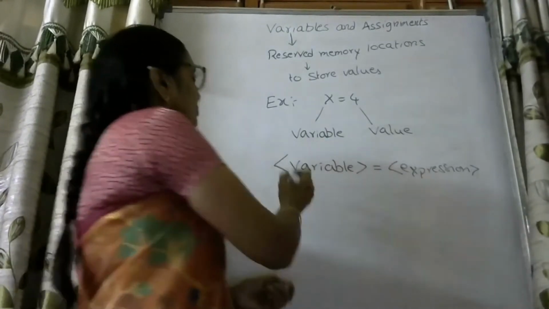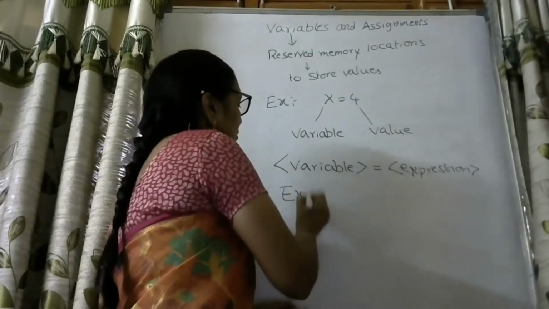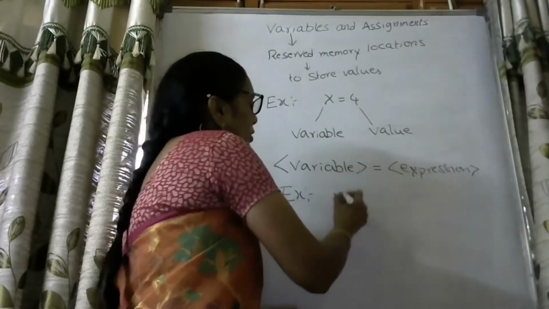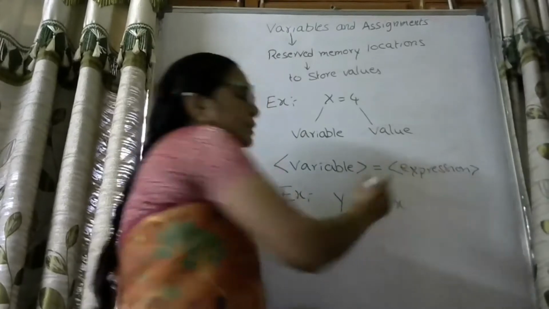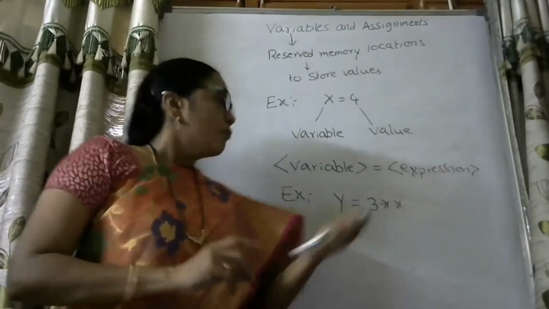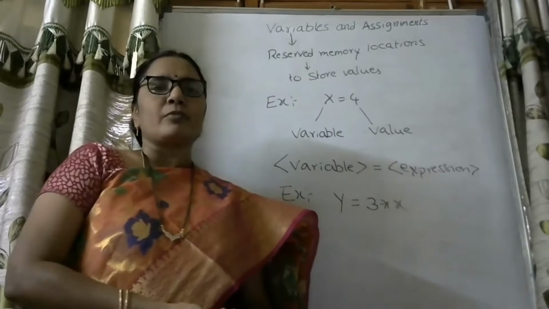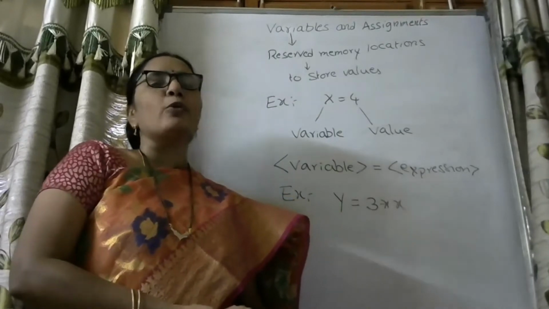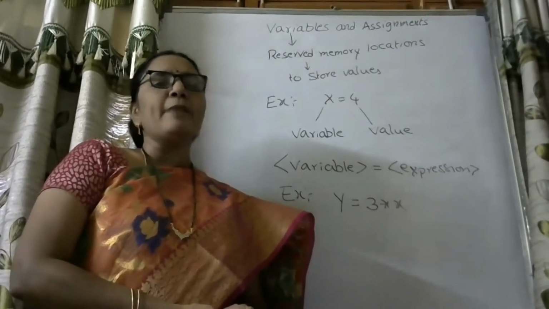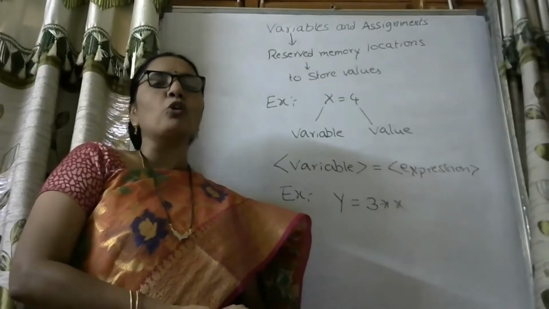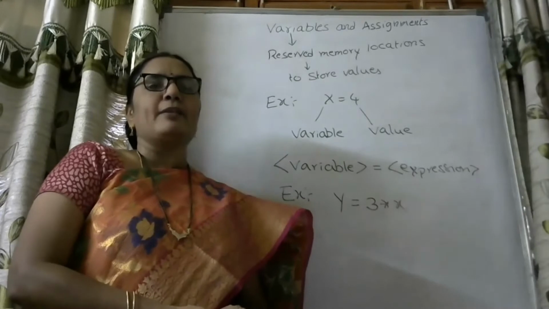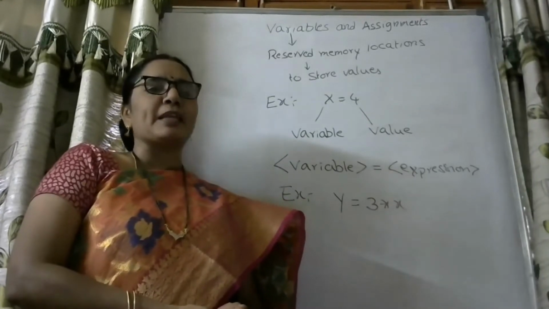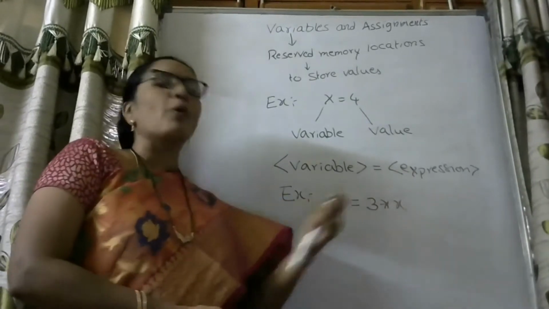For example, if I write y is equal to 3 into x, y is the variable and 3 into x is an expression whose value will be evaluated and then the result of that expression is assigned to the variable y.